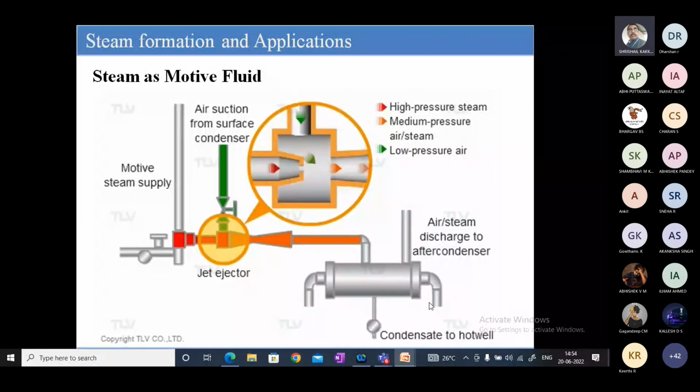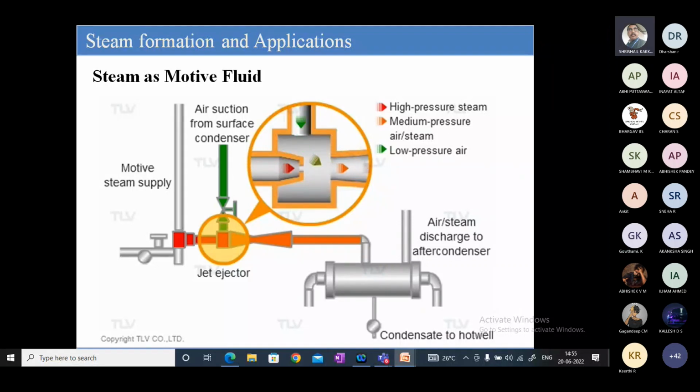The steam as a motive fluid is used where the substance is at low pressure, and due to this low pressure it will not circulate properly in some machineries or conditions. There the steam can be mixed in, and the steam can be separated out later once it has performed the work. This is called steam as a motive fluid.